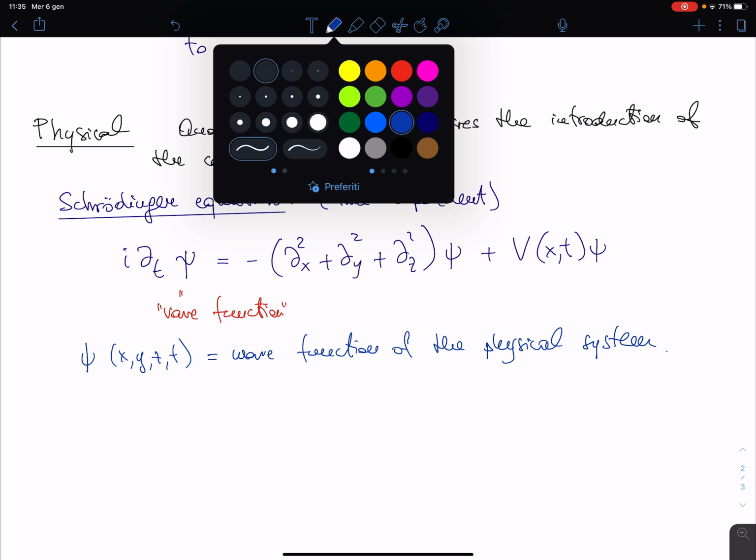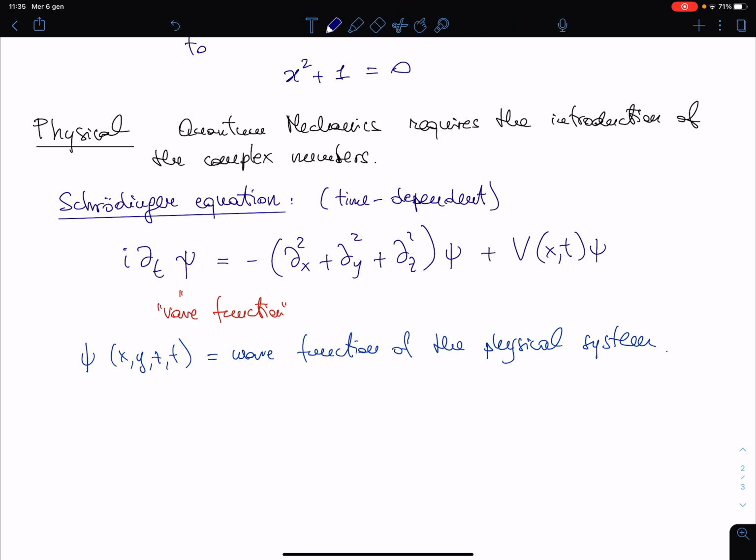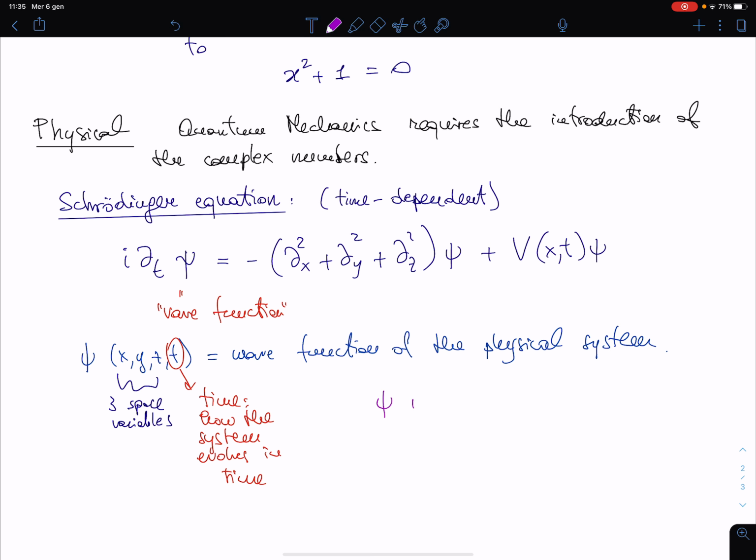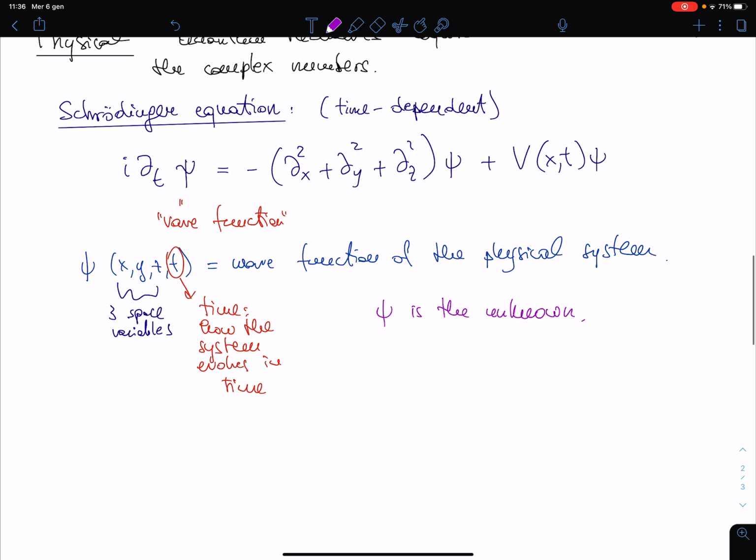And it is not a function like those we introduced here, because it is not dependent only on x. So it is not dependent only on one variable, but there are three space variables. Of course, in true problems you can have less than three or more than three. But in this example. And then there is a time variable that says how the wave function evolves in time, changes in time. So this psi is the unknown of the problem. So it is an equation where the unknown is a function. Now the other symbols.